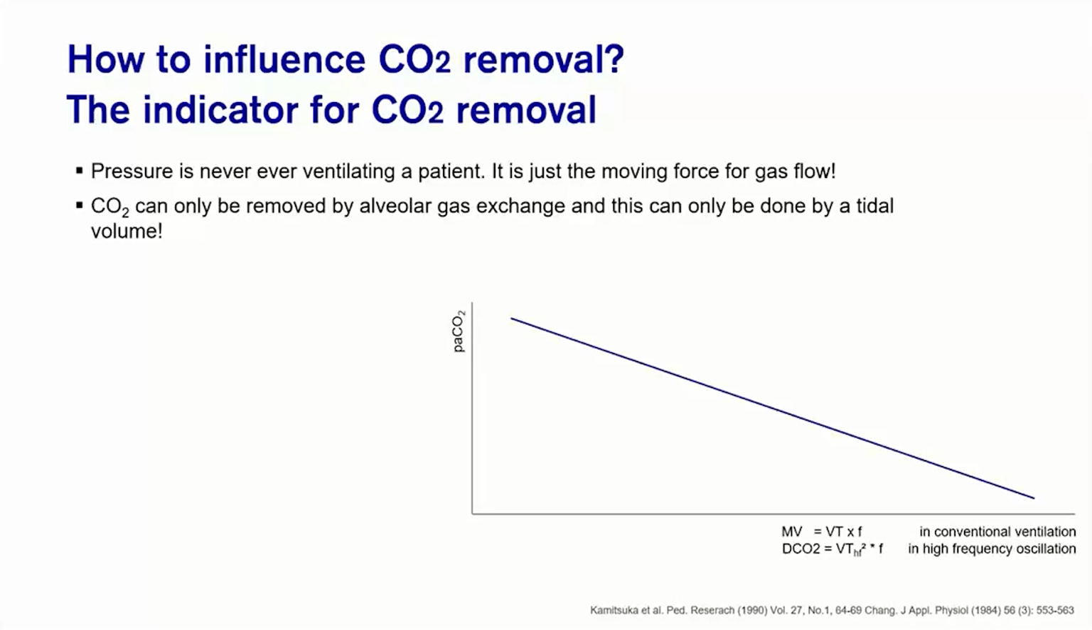You see in the graphic the PaCO2, and on the x-axis we see the minute volume for conventional ventilation. It's tidal volume times the rate. So we know the higher our minute volume, the lower the PaCO2. But in high frequency oscillation, it's not simply the minute volume, it's the DCO2, the gas transport coefficient for CO2. And this is calculated like VT high frequency to the power of 2 times frequency. So you see that the tidal volume in high frequency oscillation has a bigger impact than the frequency.